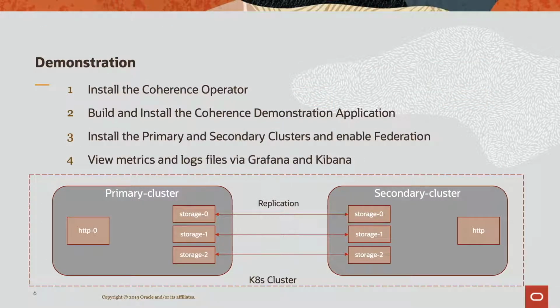In this demonstration, we will use the Coherence demonstration application to showcase the Coherence Operator 2 federation support. We'll show installing the Coherence operator, building and installing the Coherence demonstration application, installing the primary and secondary clusters and enabling federation, and viewing metrics and log files via Grafana and Kibana. For this demonstration, we are showing federation between Coherence clusters within a Kubernetes cluster, but the concept is the same and can be easily tweaked to federate between separate Kubernetes clusters.